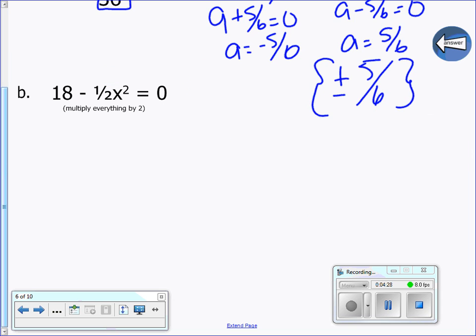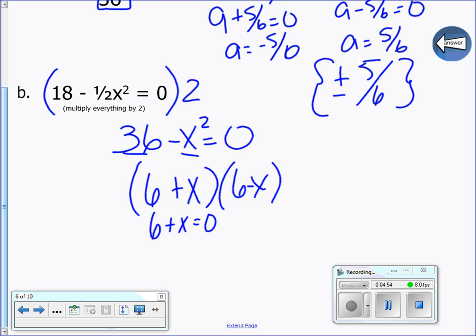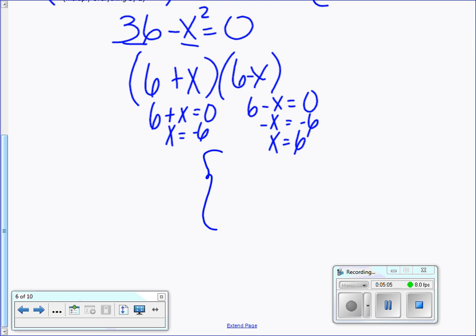In B, we have a fraction, which we all hate. So the first thing I'm going to do is get rid of that fraction by multiplying everything by 2. That gets me 36 minus x squared equals 0. Perfect square with subtraction in between. So I get 6 plus x and 6 minus x. Set them to 0. 6 plus x equals 0, so x equals negative 6. 6 minus x equals 0, negative x equals negative 6, so x equals 6. So my solution is plus or minus 6.